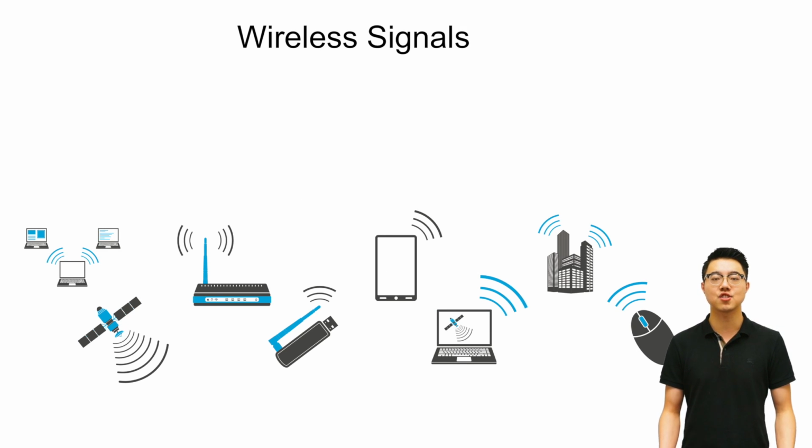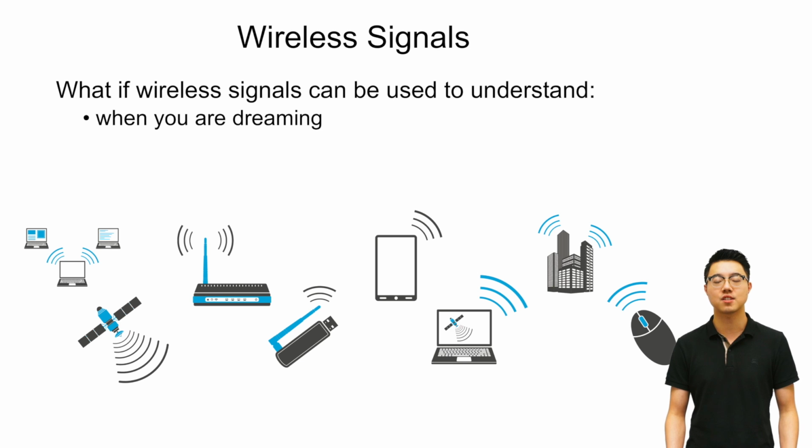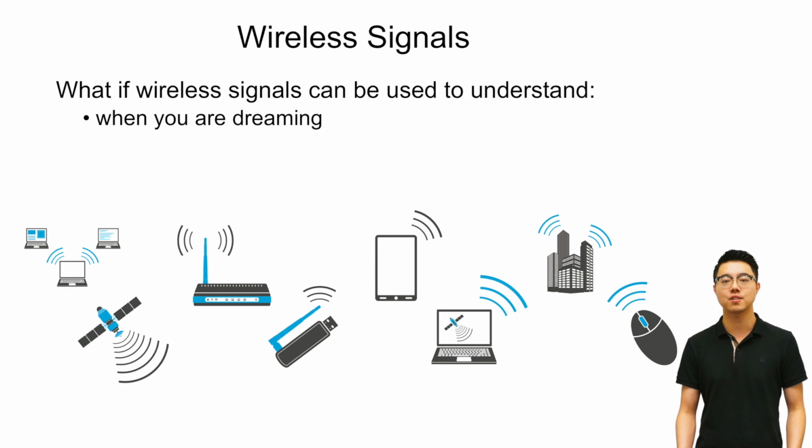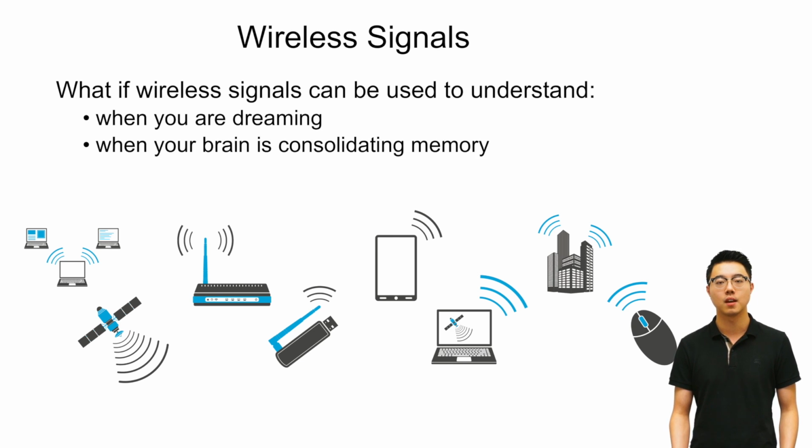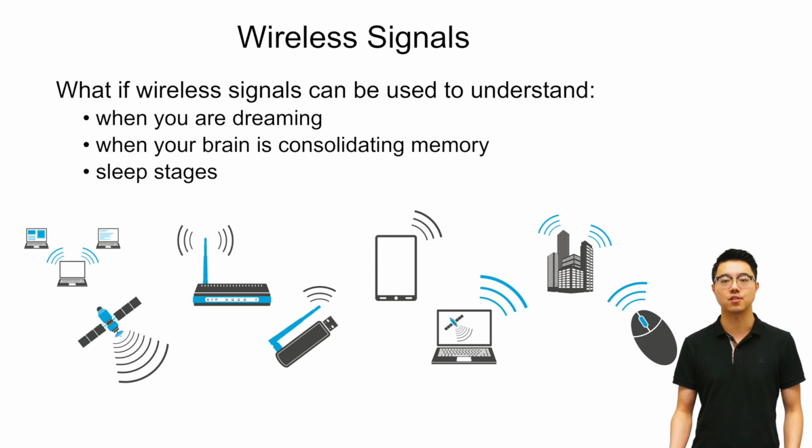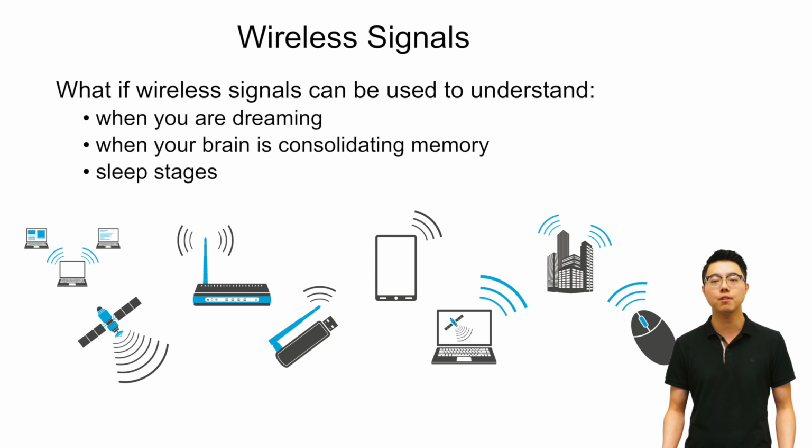We all live in the sea of wireless signal. For example, you are now sitting in a conference room in Sydney, surrounded by Wi-Fi, cellular, etc. What if somebody comes and tells you that such wireless signals can be used to understand when you are dreaming, when your brain is consolidating memory, or more generally your sleep stages? How can we do that? Is this even possible at all?